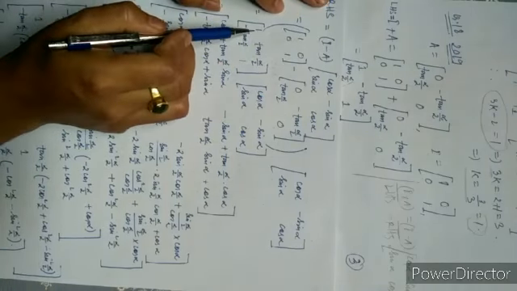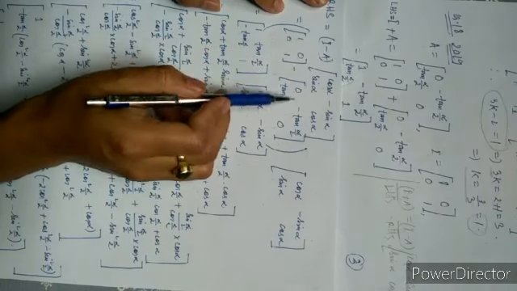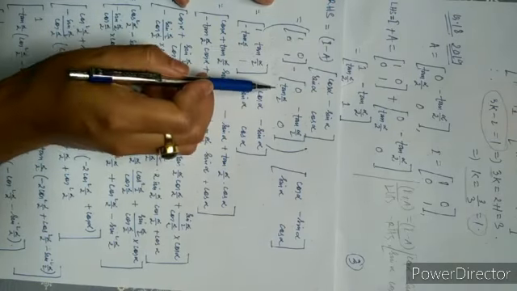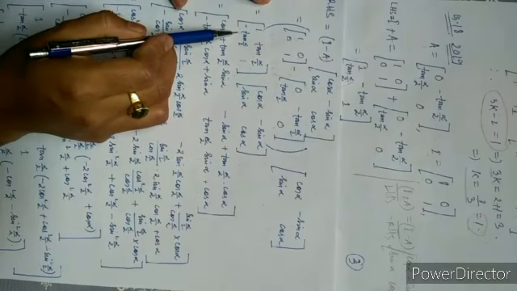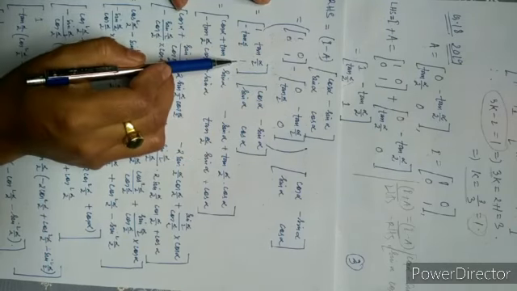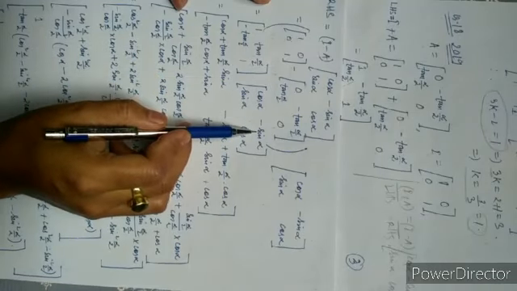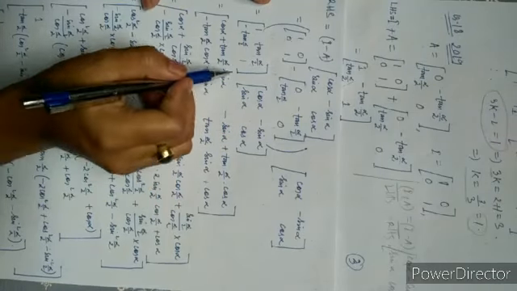1 minus 0 is 1. 0 minus minus tan alpha by 2 is plus tan alpha by 2. 0 minus tan alpha by 2 is minus tan alpha by 2. 1 minus 0 is equal to 1. Then this matrix is multiplied by the matrix with elements cos alpha, minus sin alpha, sin alpha and cos alpha.